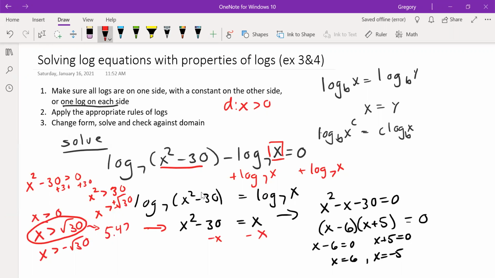So finally, looking at my 2 answers here, 6 and negative 5, which of those falls in the appropriate domain? It's only going to be 6. So 6 is my only answer. And we can even check ourselves if we look back. If I put 6 in for x, I'll get log of 36 minus 30, which is of course log of 6, minus log of 6, which definitely is 0. So it checks out.